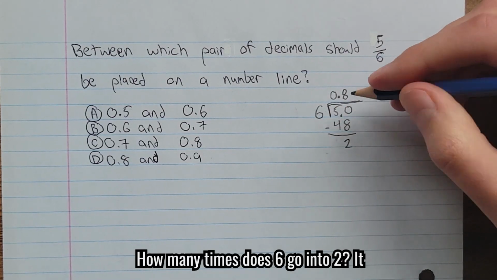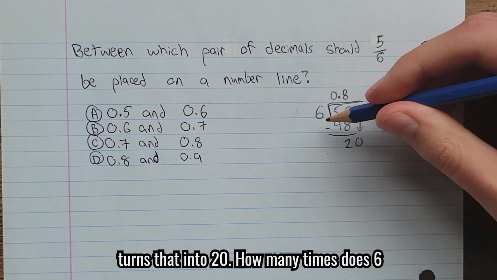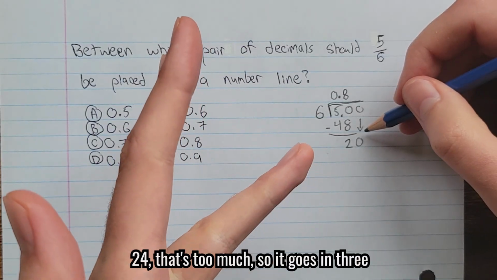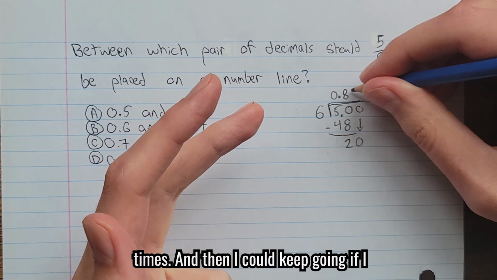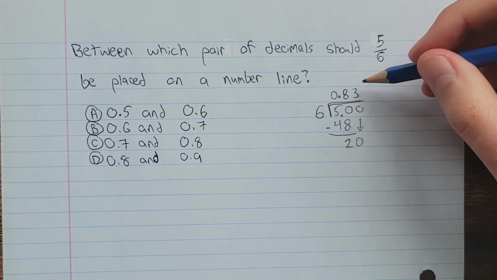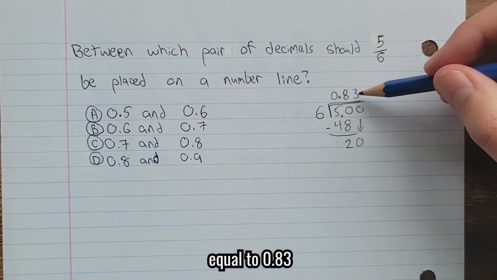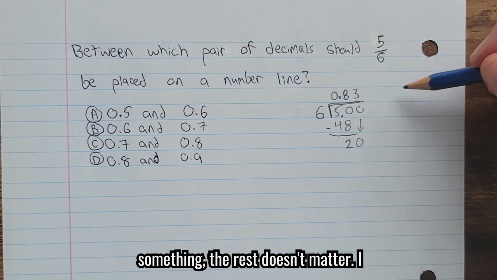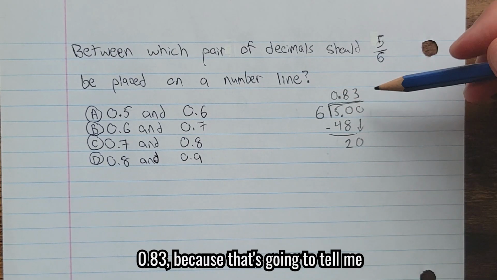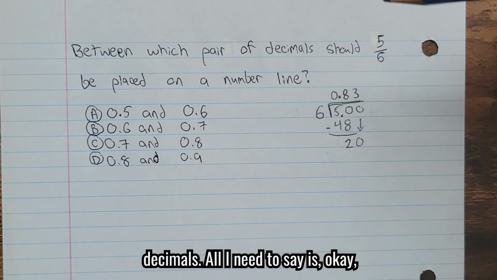How many times does 6 go into 2? It doesn't. Bring my 0 down. Turns that into 20. How many times does 6 go into 20? 6, 12, 18, 24. That's too much, so it goes in 3 times. And then I could keep going if I wanted to, but I already have enough. I know that this fraction is going to be equal to 0.83 something, something, something. The rest doesn't matter. I just need to know these first 2 digits, 0.83, because that's going to tell me where it's going to fit into all of these decimals.